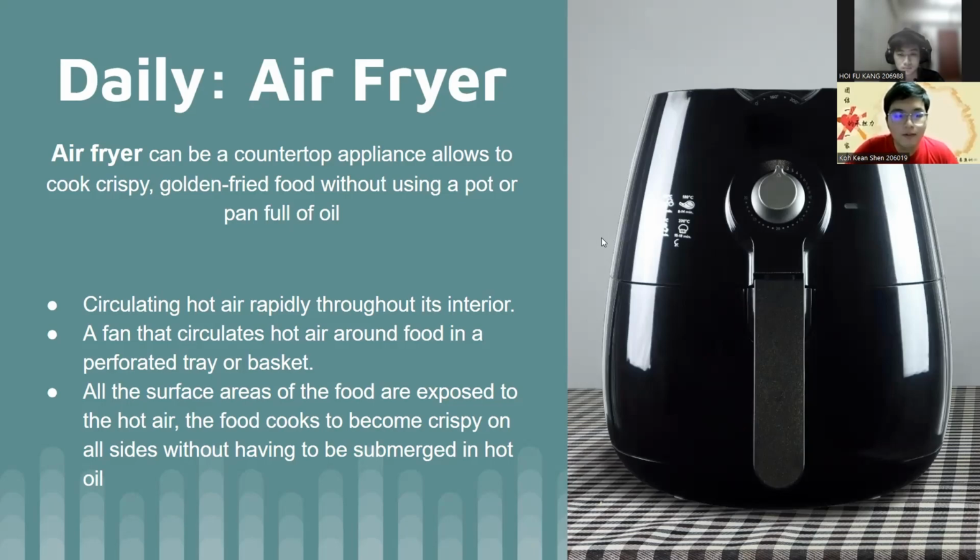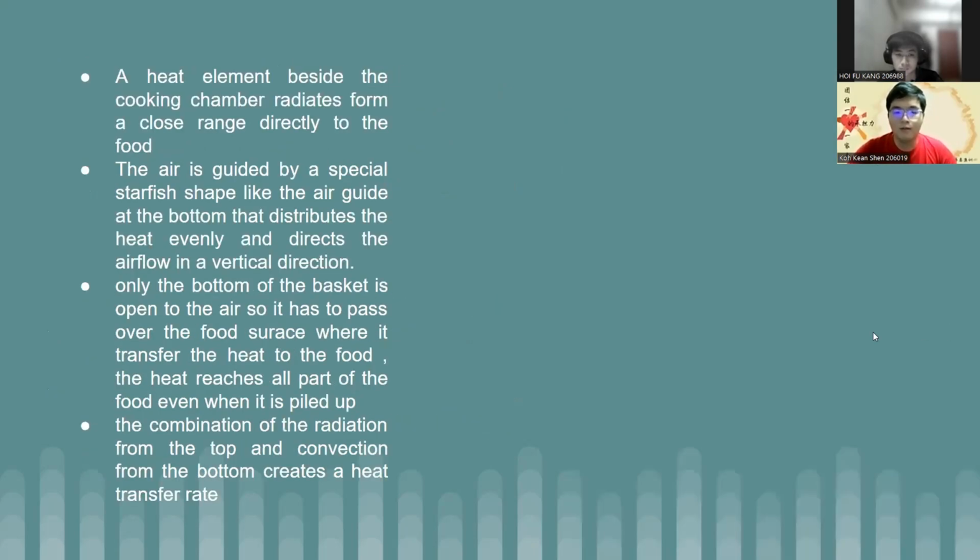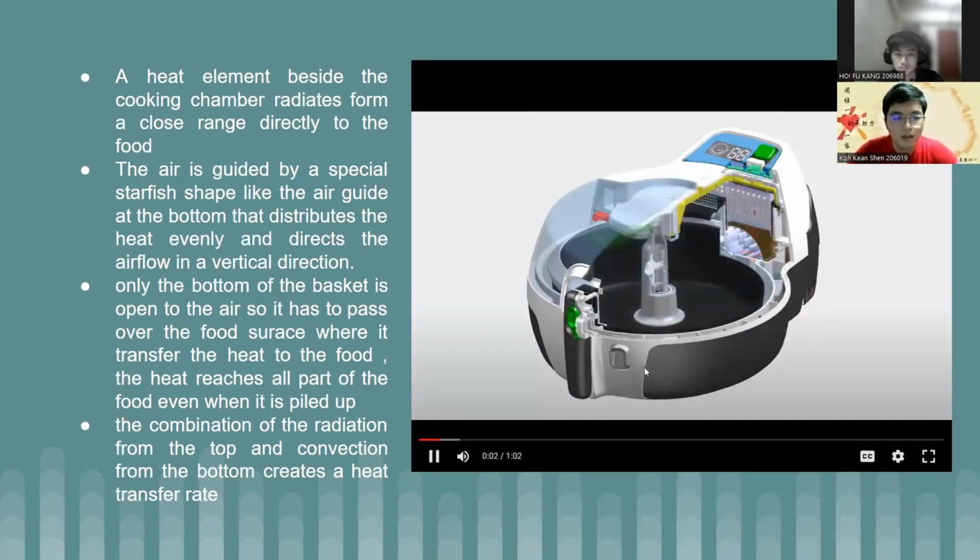Normally the air fryer circulates hot air rapidly through its interior. A fan circulates the hot air around the food in a perforated basket or tray, and all of the surface area of the food is exposed to the hot air, so the food cooks to become crispier on all sides without having to be submerged in hot oil. So the air fryer uses hot air. It doesn't use oil to submerge the food to become crispier. This air fryer has the advantage of giving the food crispiness, but with a reduction of oil usage. So next, I will explain about the heat transfer in the air fryer.